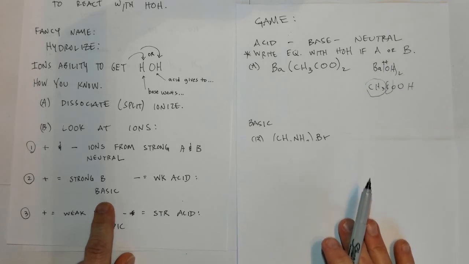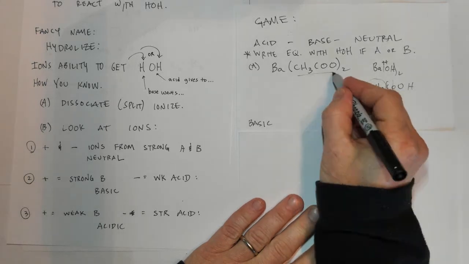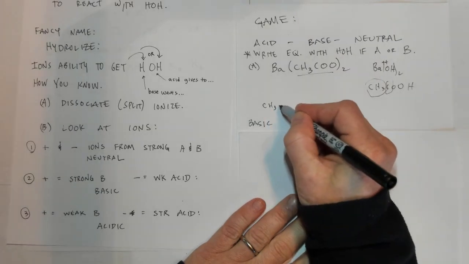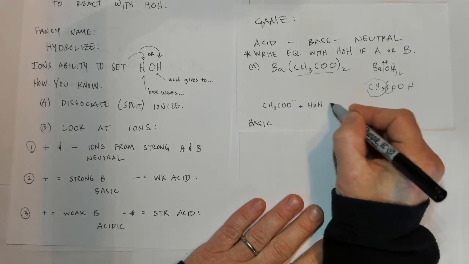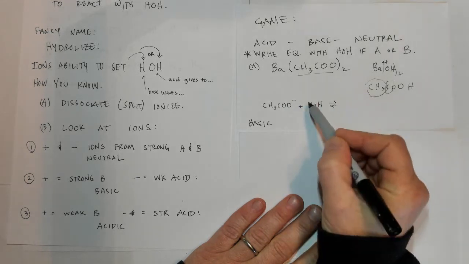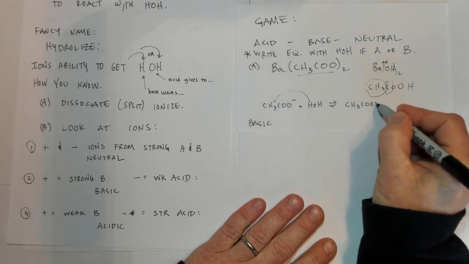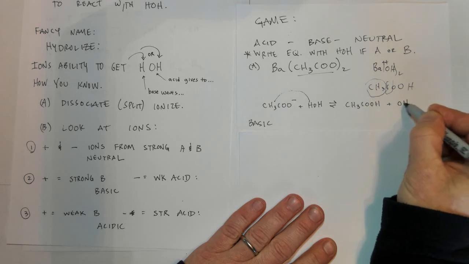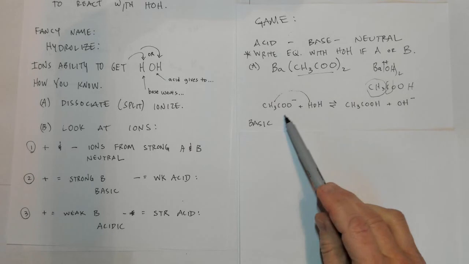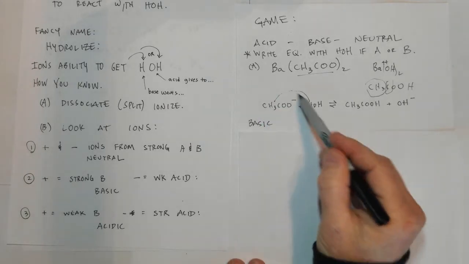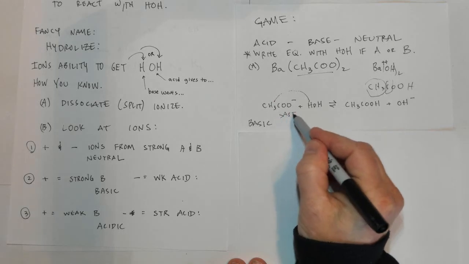It will act basic. Now let's write the equation quick for how it will act basic. This thing right here, CH3COO minus, when in doubt, react it with water. Since it's acting basic, it's going to want to get a hydrogen, and so it will form some CH3COOH, and it will form some OH minus right here. Notice the conjugate acid is formed from this species right here, therefore it will act as a base.